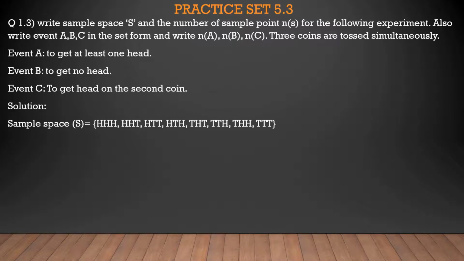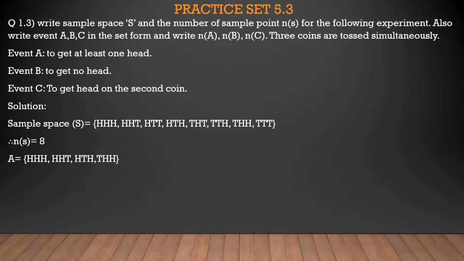Solution: sample points when 3 coins are tossed are HHH, HHT, HTH, HTT, THH, THT, TTH, TTT. So n(S) = 8. So when 3 coins are tossed simultaneously, n(S), or the number of sample points in the sample space, is equal to 8.